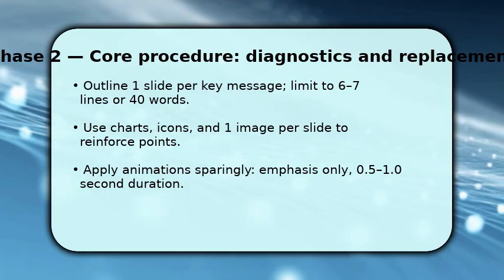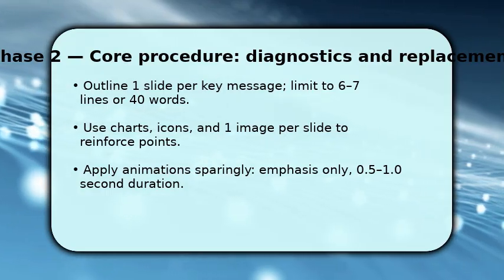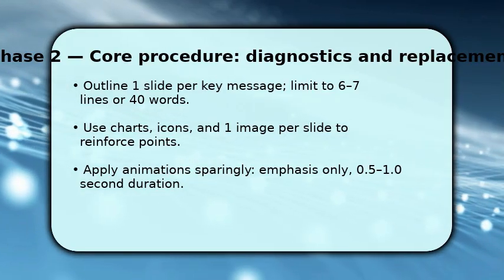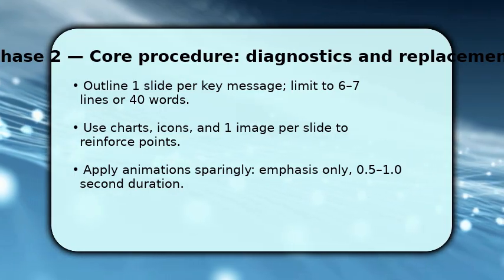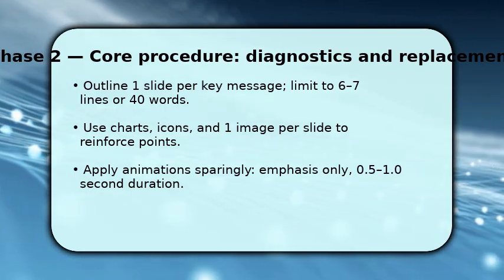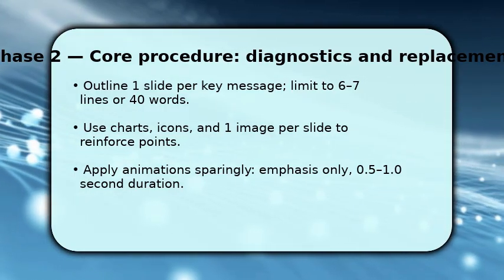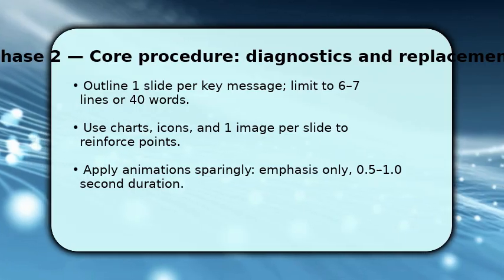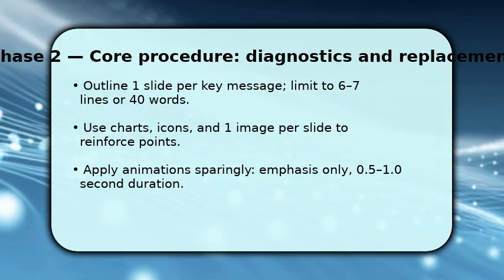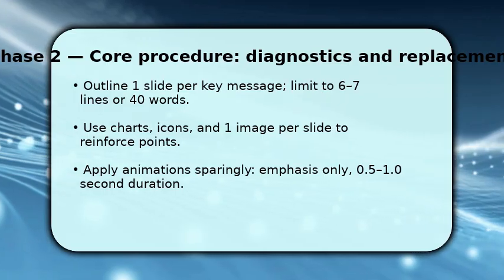Start by outlining one slide per key message. This avoids clutter and keeps timing predictable. Once the outline exists, replace long text with a simple chart, icon, or a single supporting image. Visuals anchor ideas faster. Make sure to use built-in chart tools and consistent color mapping so numbers remain clear.